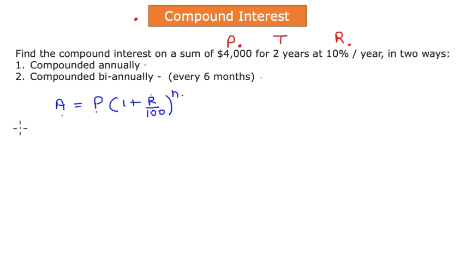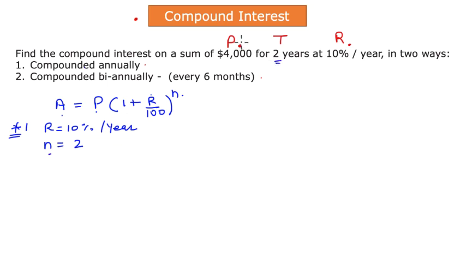So in this case, for case 1, when we want to compound annually, the R is 10% per year, correct? And the number of periods, in this case, n will be equal to 2 because we want to calculate interest every year, right? And there are only 2 years in the question here, right? So n will be equal to 2.